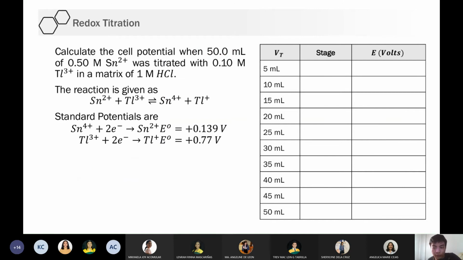And yan, kung masagutan nyo yun ng tama, then maybe you can also try doing this. Same problem, different given. Okay? So yan. So iba rin yung volume of titrant at equivalence point dito. Bigay ko na lang muna sa inyo as a practice. But again, I will upload the answers by tomorrow. Okay? Siguro mga hapon yon.